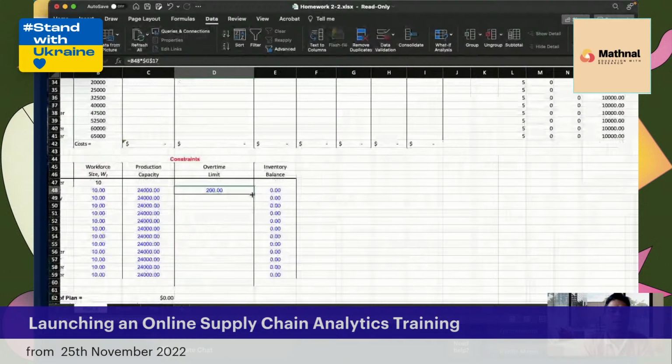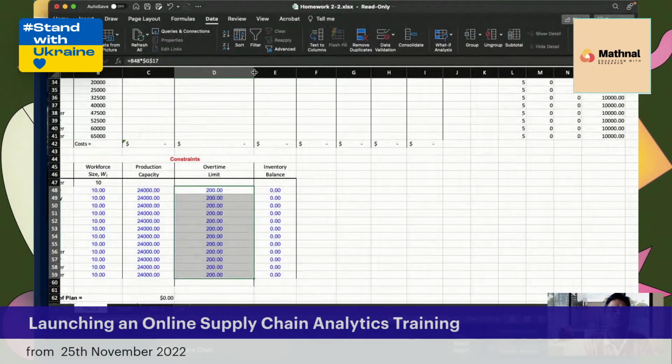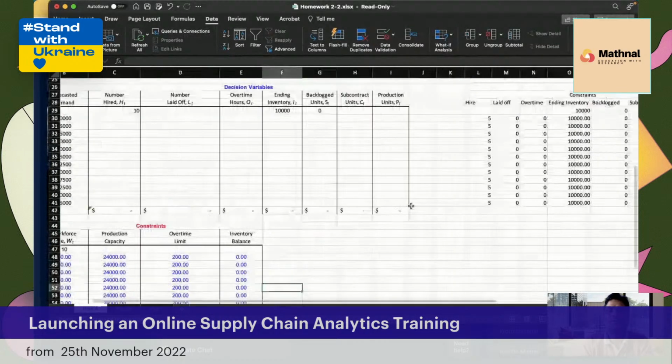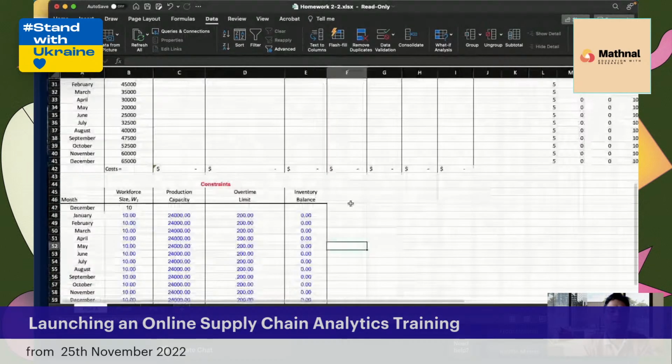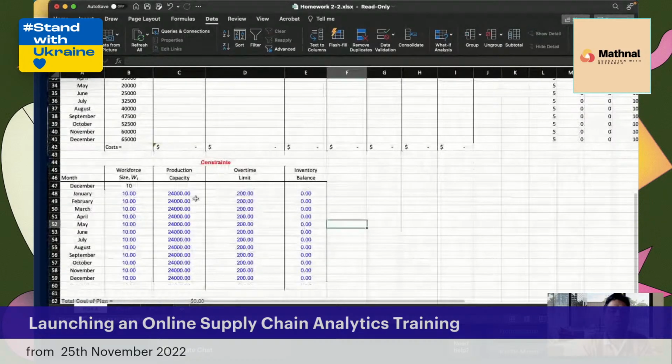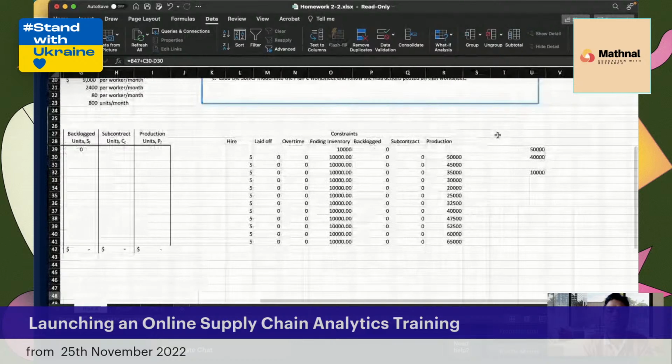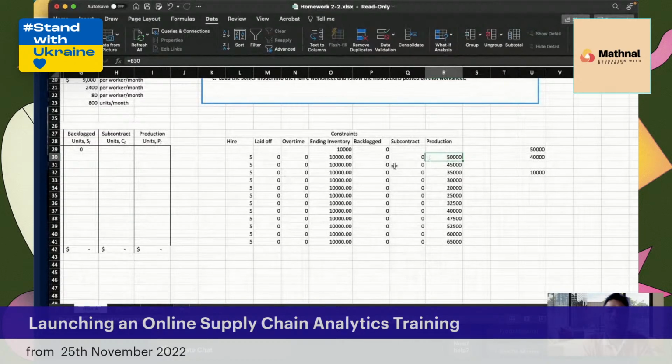Overtime limit hours, right? So this is the model which we have created based upon the inventory balance, overtime limit, production capacity, workforce size, and then we also calculated how much production we need to do per month based upon the chase strategy, what is the subcontracting limit, what is backlog, what is overtime, what is laid off, what is the hire, right?